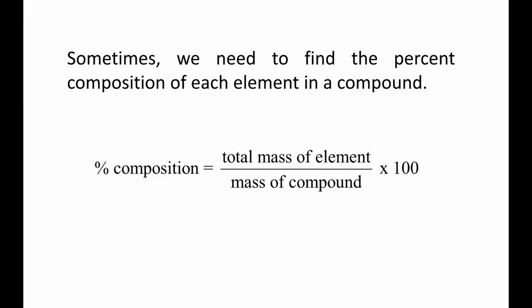Okay, these notes are percent composition. Sometimes we need to find the percent composition of each element in a compound. Now, if you remember percents, it's part over whole times 100. So to find the percent composition of an element, you need to find the total mass of that particular element over the total mass of the compound. So this is the mass of the whole compound, not just part of it. So if we're talking about sodium chloride, it's the mass of sodium over the mass of sodium chloride times 100.